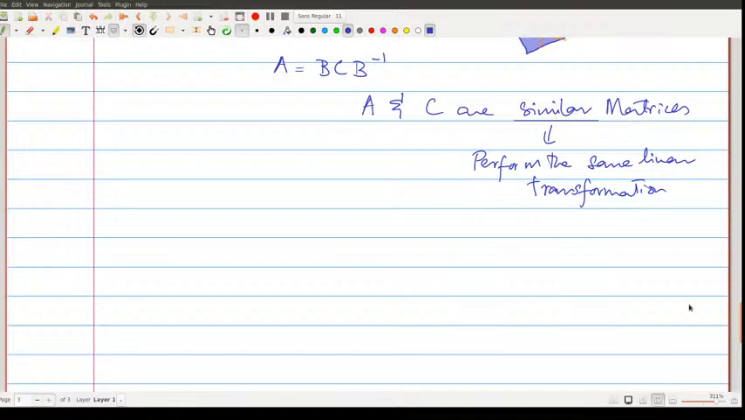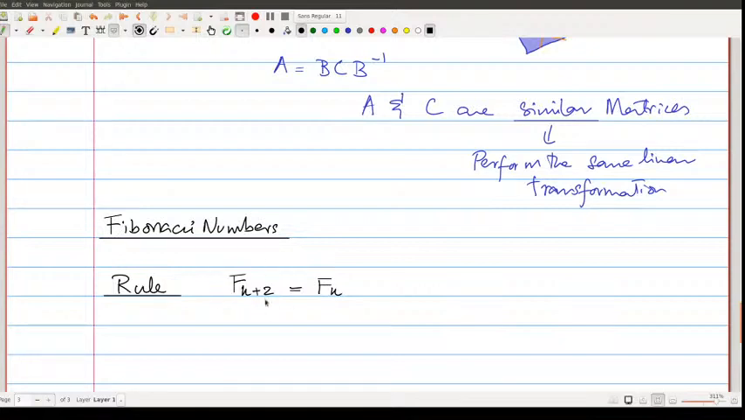Okay, let's look at the Fibonacci numbers. If you've ever come across these numbers, they're a very easily produced sequence, and the rule is that F_{k+2} is the sum. The new Fibonacci number is the sum of the previous two Fibonacci numbers, right?